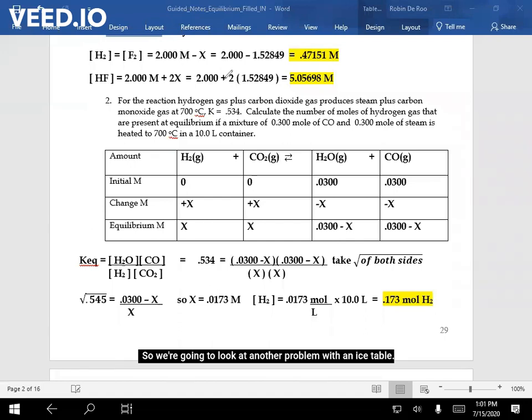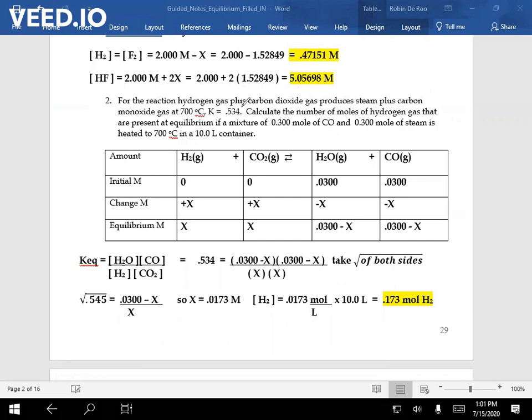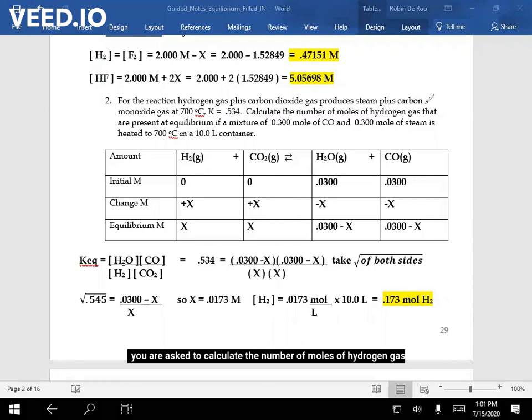So we're going to look at another problem with an ICE table. You're given hydrogen gas plus carbon dioxide gas produces steam plus carbon monoxide gas at 700 degrees Celsius. The K, which is the Keq, is 0.534.